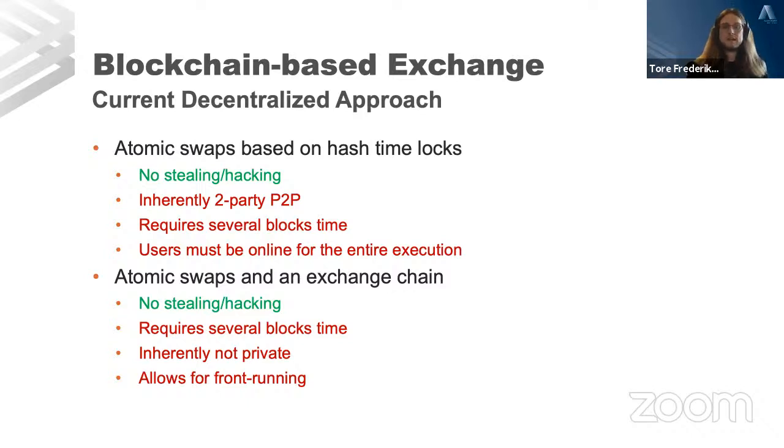Basically, the idea is you lock your tokens in one smart contract on one chain with a specific secret, and then the party you wish to exchange with does the same for their token on the other chain in a way that's linked to the same secret. So this basically means that once one person takes out the money, the other knows the secret to be able to take out the money into their account. So this works quite well, although it's inherently a very two-party peer-to-peer based setting.